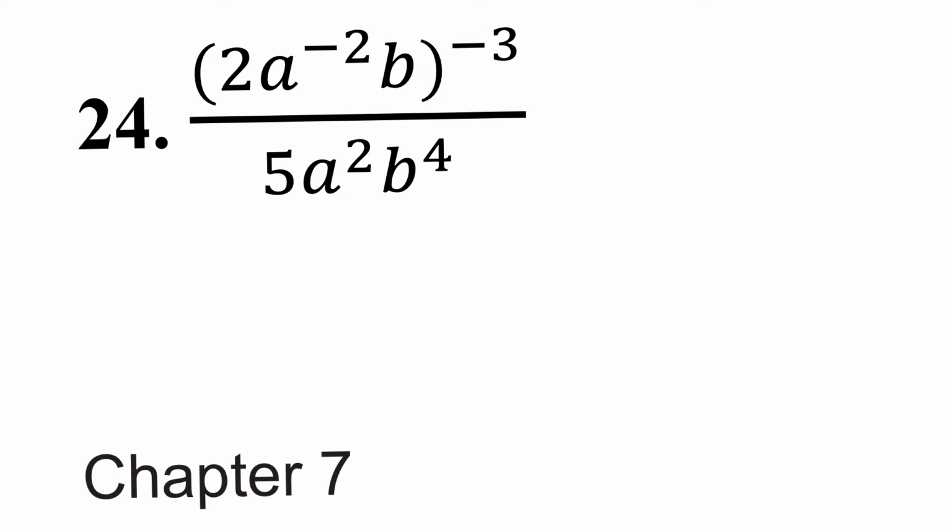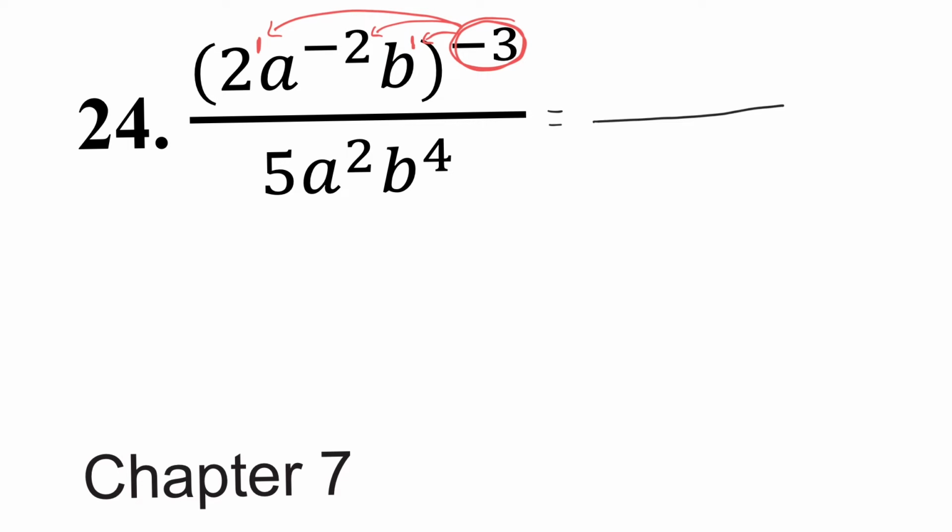Now you also have to know that every single number and base or variable, they do have an exponent. We know that this a has a negative 2 exponent, but the 2 has an exponent which is an invisible 1, and the b also has an exponent and it is an invisible 1. So I am going to multiply this exponent negative 3 times every exponent inside of the parentheses, and that's going to be for the top, which is the numerator of the fraction.